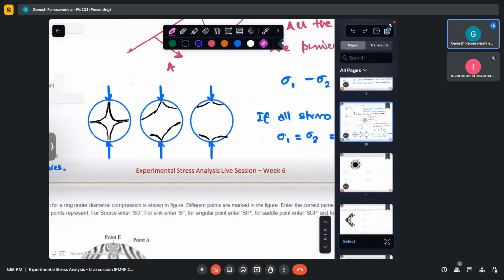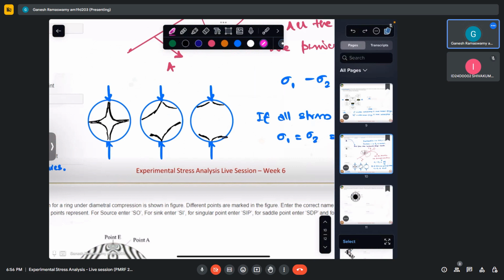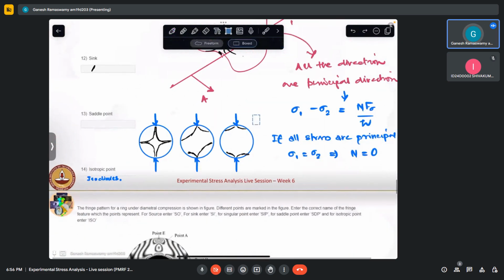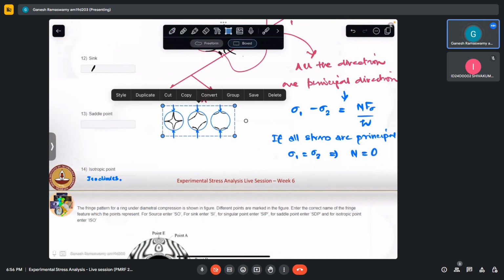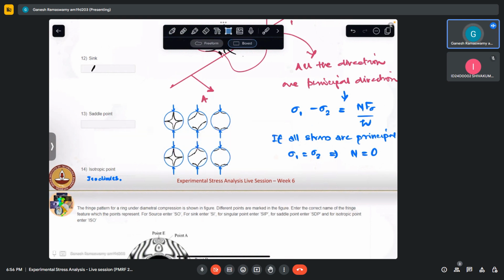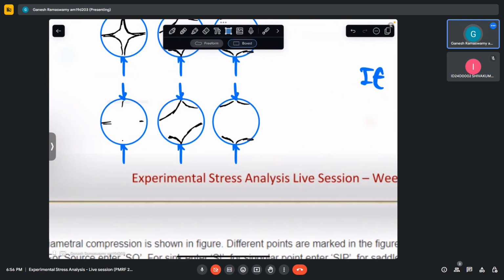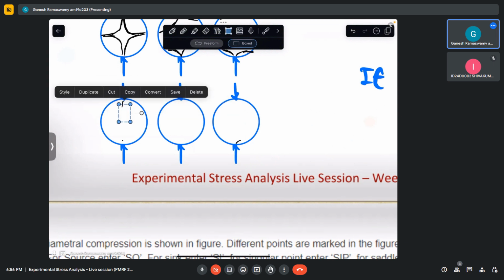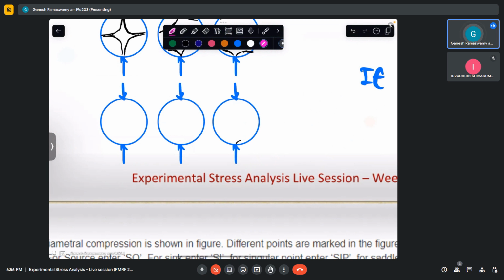So in the same example, let me show. This is for an isoclinic. Here if I were to draw the isochromatic fringes for a disc, basically I will initially be having fringes like that.